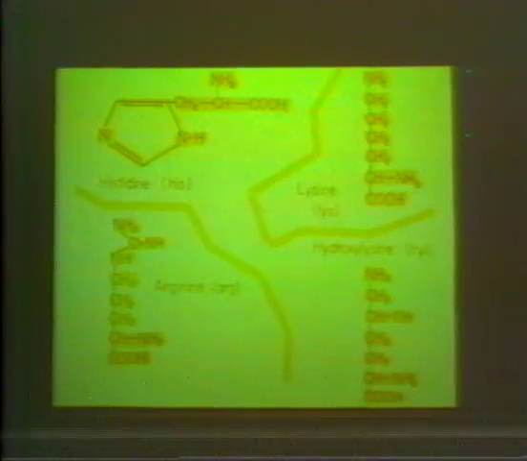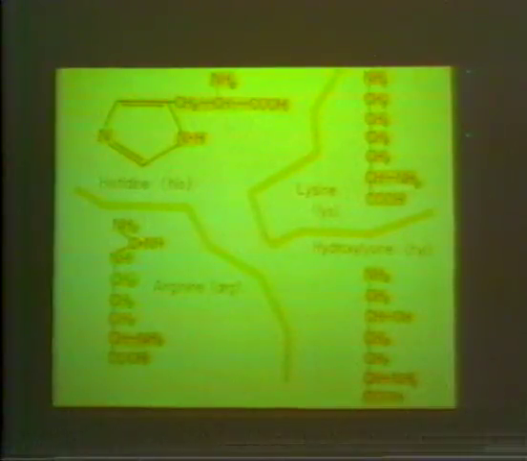All of these structures have more than one basic group. In the case of lysine and hydroxylysine, this means 2 amino groups. In the case of arginine, it is an amino group and a guanidine group. And in the case of histidine, it is an amino group and the imidazole structure, the ring structure.